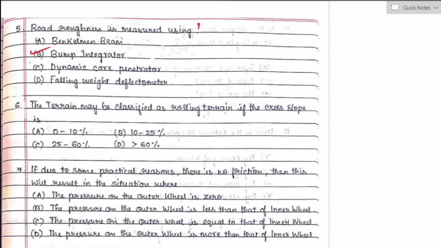Question number 6. The terrain may be classified as rolling terrain if the cross slope is. When the cross slope is between 0 to 10%, it is termed as plain terrain. And when the cross slope is between 10 to 25%, it is termed as rolling terrain. And when the cross slope is between 25 to 60%, it is termed as mountainous terrain. And if the cross slope is greater than 60%, the terrain is classified as steep terrain. So according to the question, for a rolling terrain, the cross slope should be between 10 to 25%. Option B is the right answer.